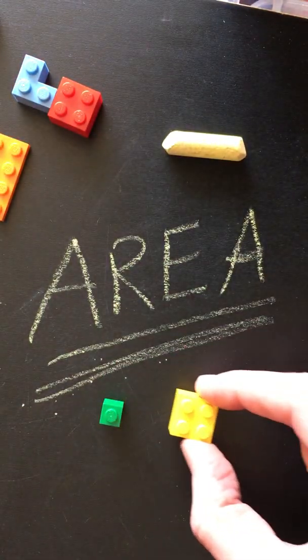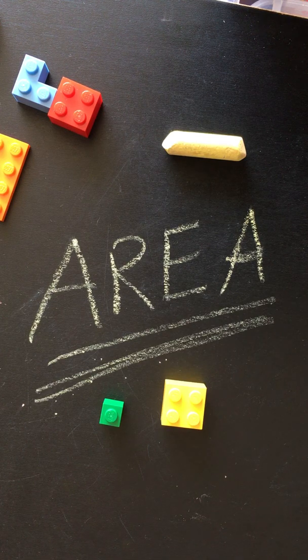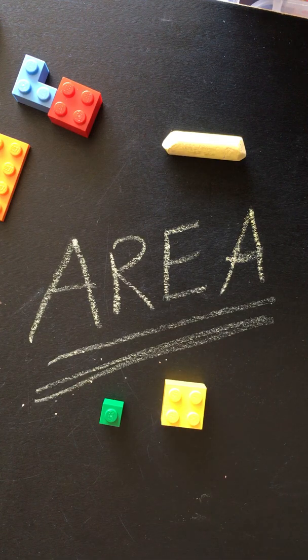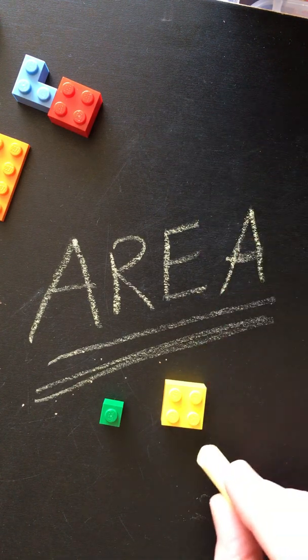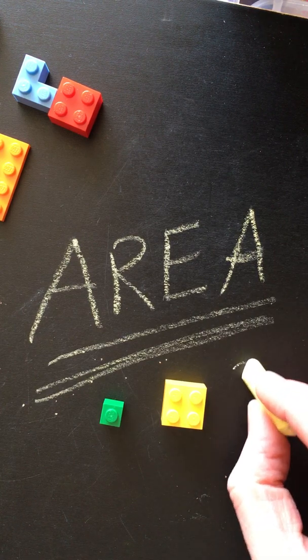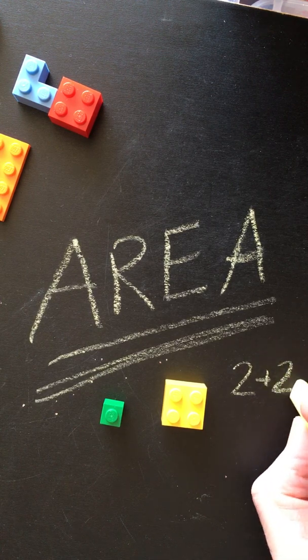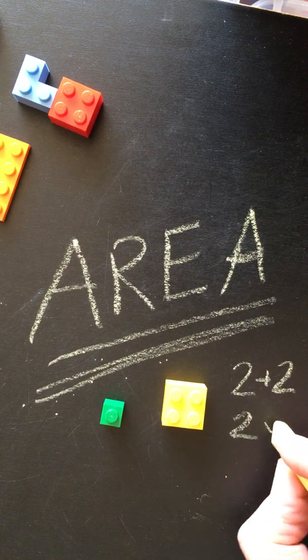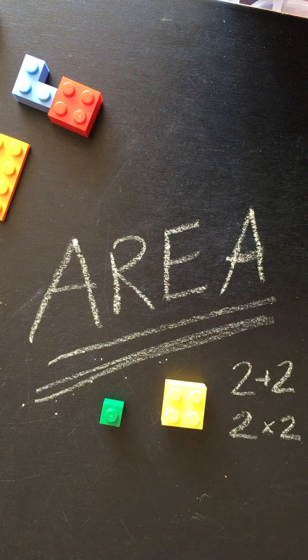Okay, so if we took a different shaped Lego like this one, we could say that the area of this Lego would be 4 square studs. 1, 2, 3, 4. Do you see those 4 little circles? Or we could say right here that we have 2 rows of 2. So it would be 2 plus 2. Or because we're third graders and we know well that repeated addition is multiplication, we could say it's 2 times 2. So the area of that shape right there would be 4.